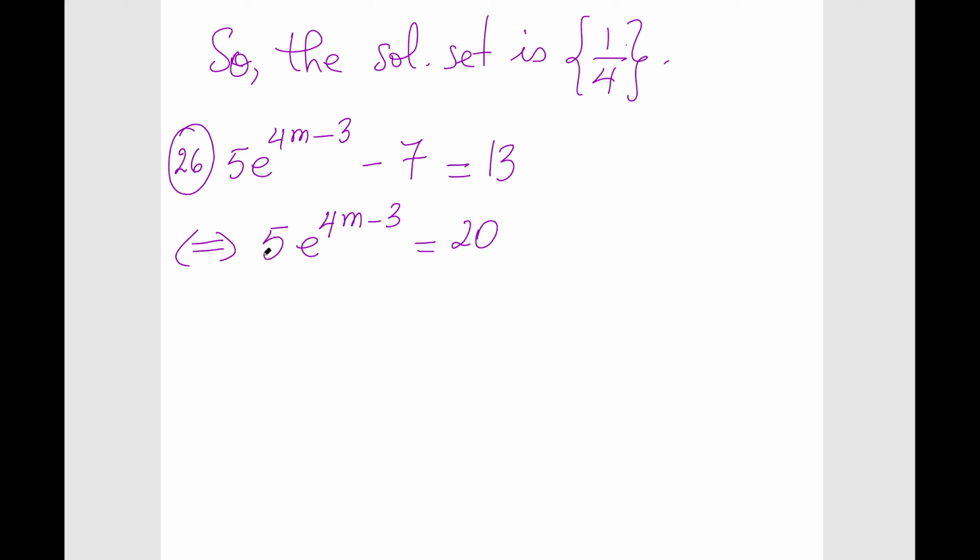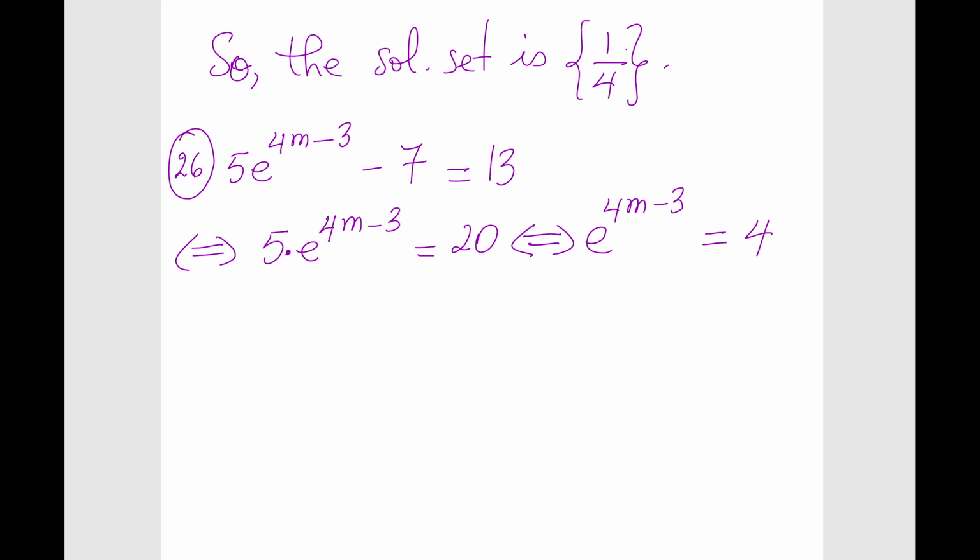And as I promised you, we're going to do all the actions that are done on m, but in the reverse order. So we're going to eliminate the 5, undo the e, undo the subtraction by 3, and then undo the multiplication by 4 at the end. Okay. So let's undo the action of multiplying by 5, which means dividing by 5 or multiplying by 1/5. We get e to the power 4m minus 3 is equal to 20 over 5, and 20 over 5 is simply 4, right?